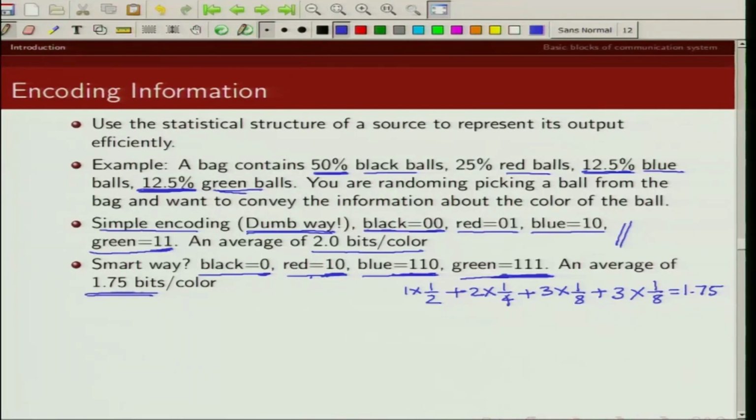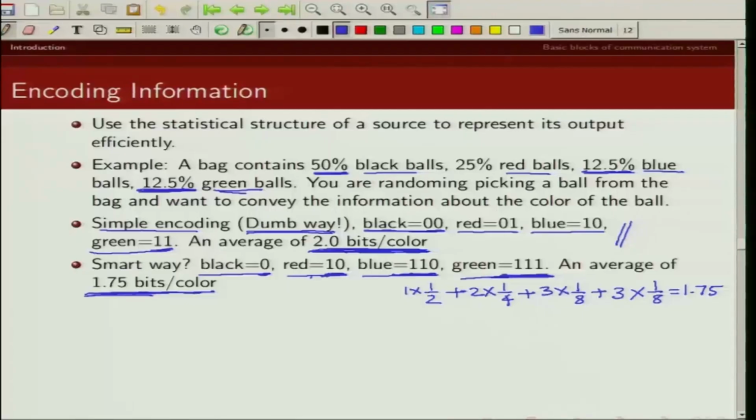And please note, here I am using 1.75 bits per color, whereas in my dumb way of encoding I was using 2 bits per color. So clearly I am doing better. Okay. Now let us take an example.